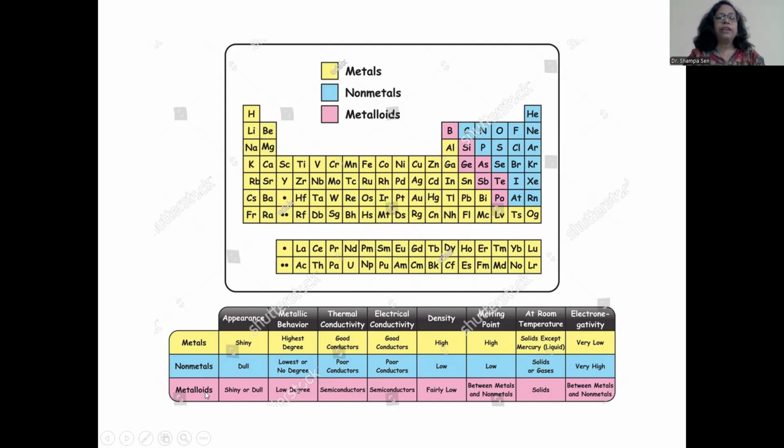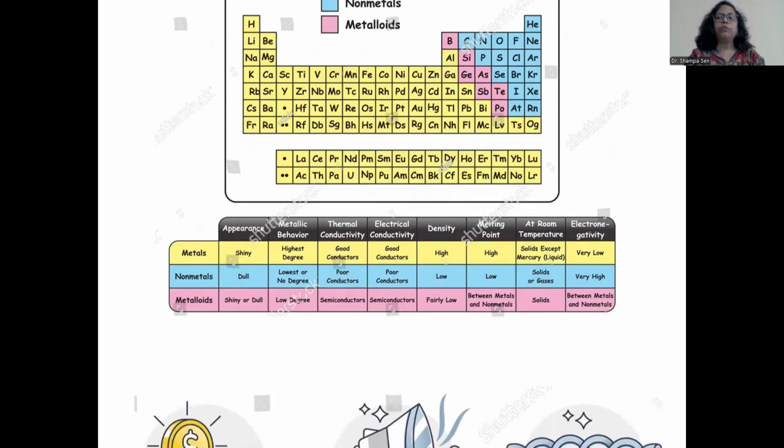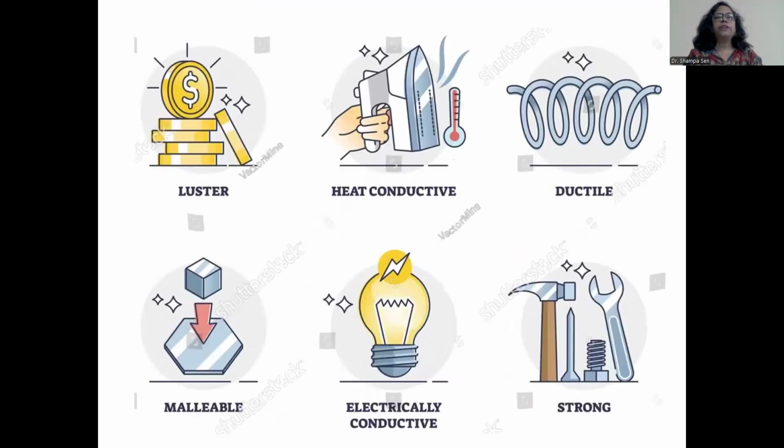And metalloids are in between metals and non-metals. They may be shiny or dull. They have a very low degree of metallic behavior, but they have some metallic behavior. For thermal and electrical conductivity, they are semiconductors. Density fairly low. Melting point between metals and non-metals. At room temperature, usually solids. Electronegativity between metals and non-metals. These are the properties.